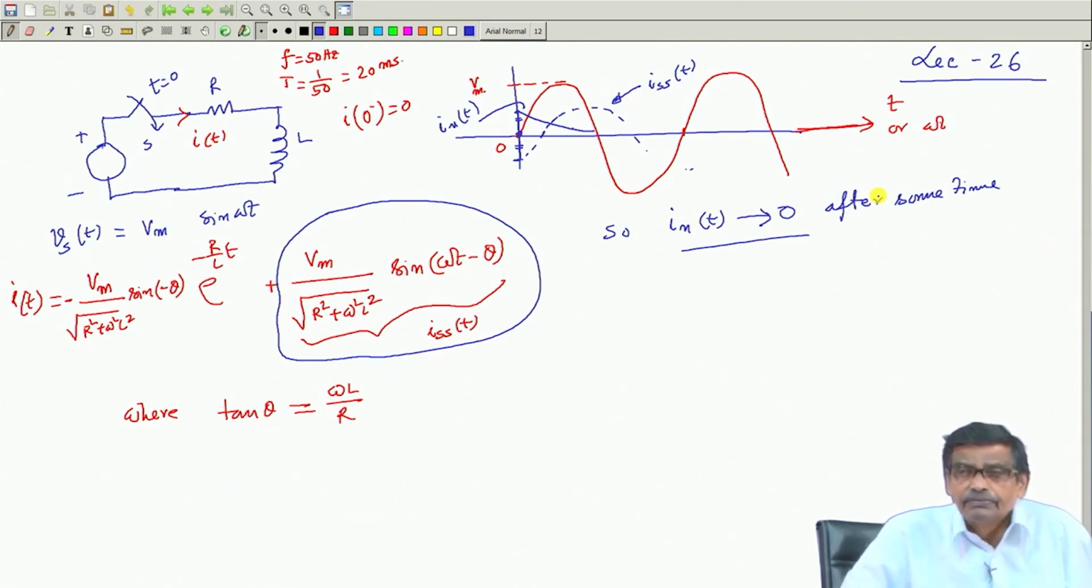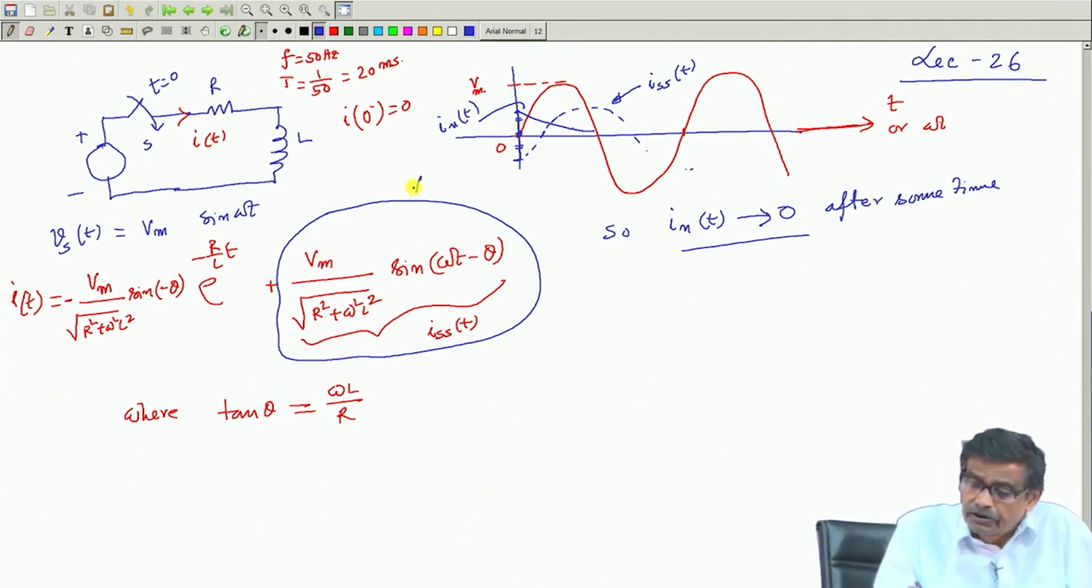So, the question therefore now comes that, okay, if I am interested in the steady state solution only, I am interested only in this part of the solution.